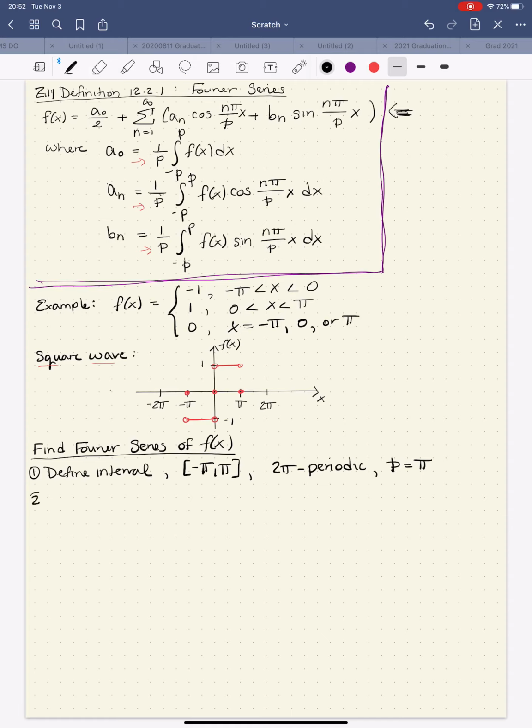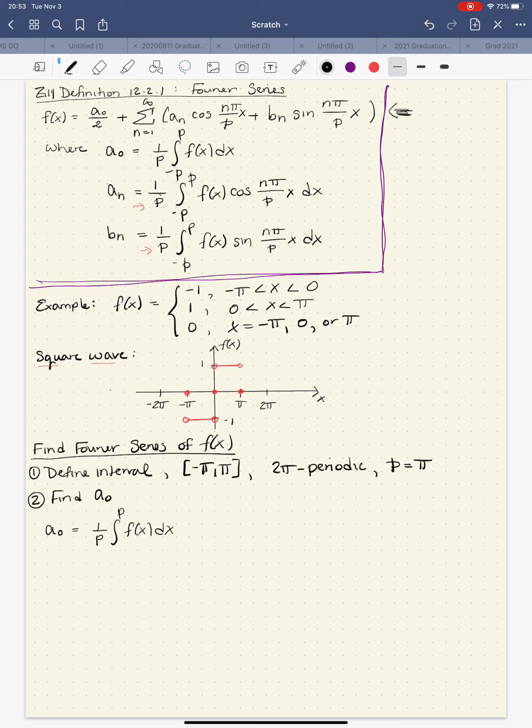Okay. Step 2 is to find a sub 0, or a naught. You can do this in any order, I just like to do the easiest one first. The reason I'm making this video is that I want you to see and hear where all of the pieces fit. So I'm going to write out the equation without changing anything so you can see what changes. I'm just going to copy this down here. So a naught, this is the definition, literally just written down without changing anything.